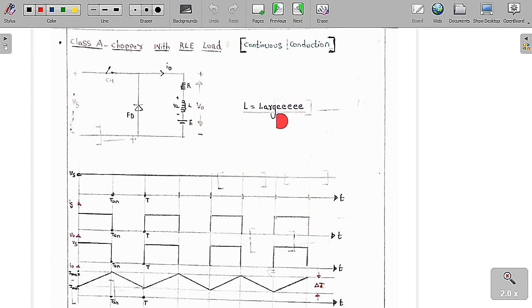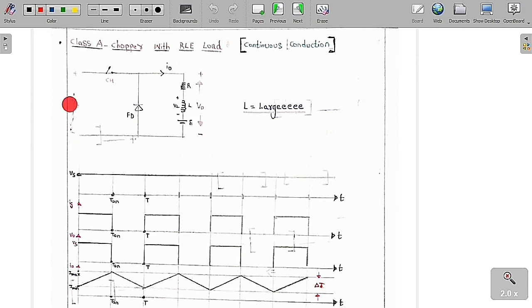Continuous conduction means we are going to choose the inductor of very large value. So this is the output voltage, which is plus or minus V0. So this is the class A chopper. Class A chopper means like a step down chopper. So class A chopper means always V0 is positive and I0 is always positive. That is the meaning of the class A chopper.